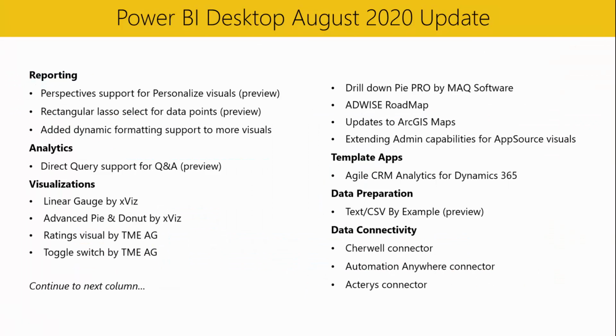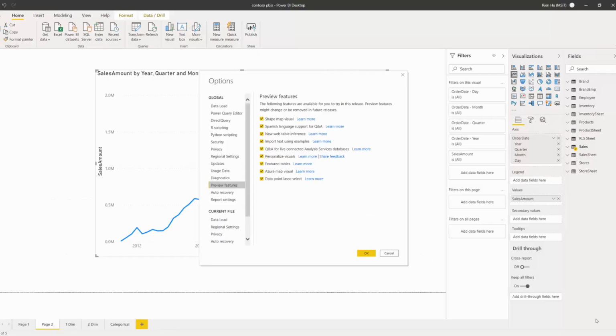Next, we're bringing Rectangular Lasso Select to data points as a preview feature. Now you can select data points on a visual by clicking and dragging over its plot area. Rien will give us a demo. So back in April, we released Rectangle Select for visuals, which gave you a more convenient way to select multiple visuals at once by clicking and dragging on the report canvas. This month, we're bringing you a preview feature for that functionality, now extended to data points.